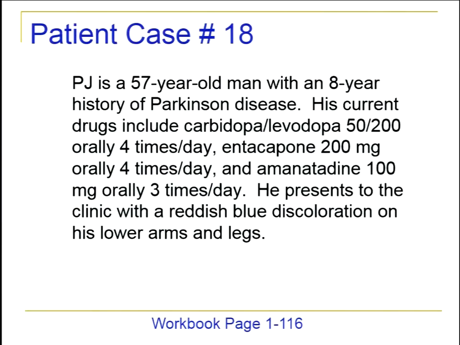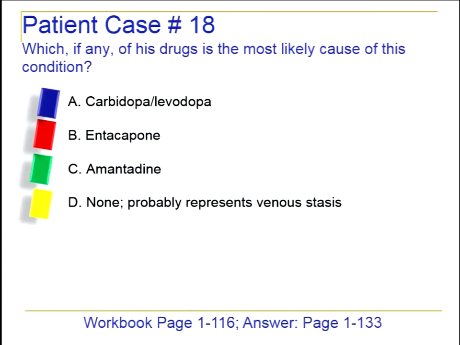Okay, PJ is a 57-year-old man with an 8-year history of Parkinson's disease. His current drugs include carbidopa-levodopa, 50/200, 4 times a day, and entacapone, 200, 4 times a day, amantadine, 100 milligrams, 3 times a day, and he presents to the clinic with a reddish-blue discoloration on his lower arms and legs. Which, if any, of his drugs cause this? Is it carbidopa-levodopa, entacapone, amantadine, or none? This is probably venous stasis.